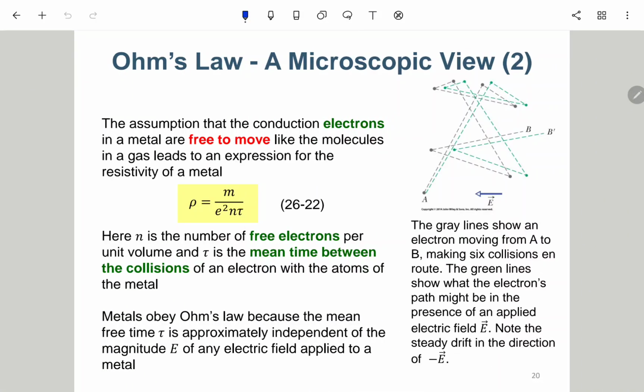So here we have rho equals this one, just as we derived in the previous slide, and here it says n is the number of free electrons per unit volume, which is the particle density, and tau is the mean time between collisions. Metals obey Ohm's law because the mean free time tau is approximately independent of the magnitude E of any electric field applied to a metal. So it only relates to the material itself.